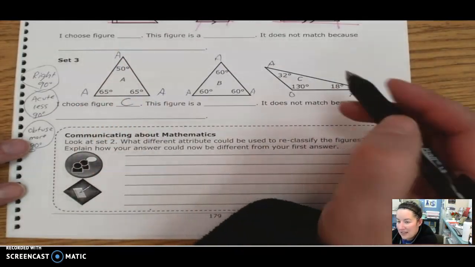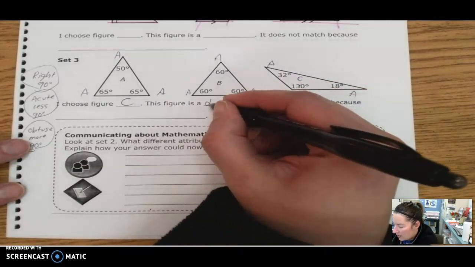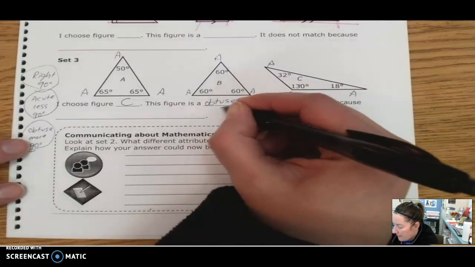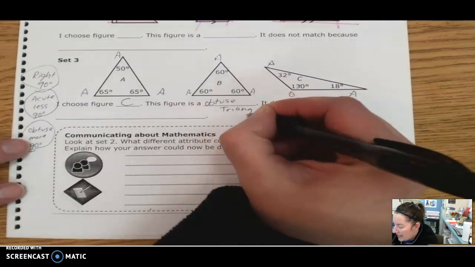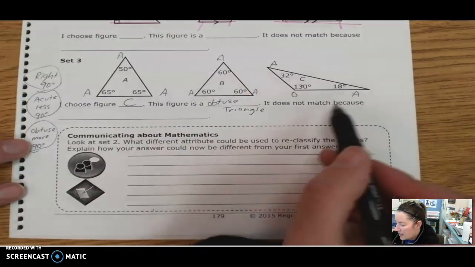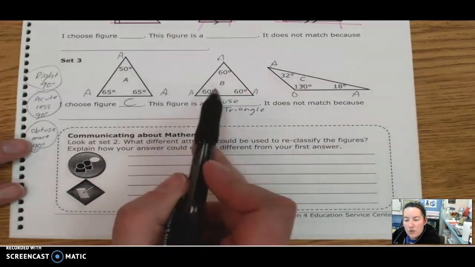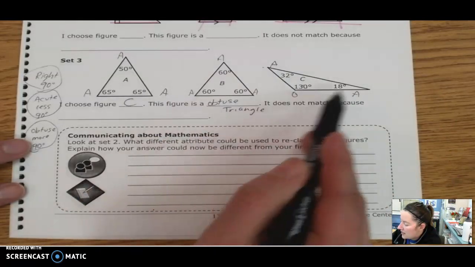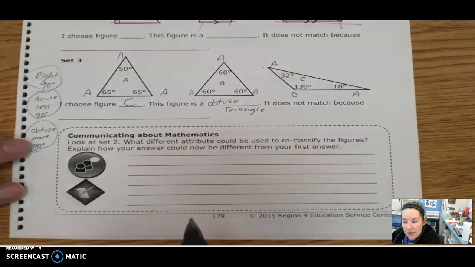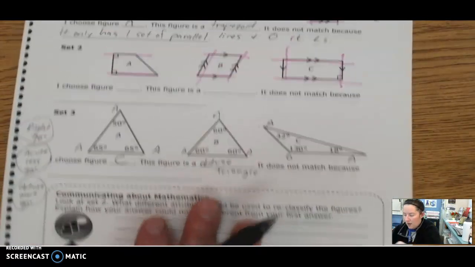Figure C is an obtuse triangle, right? And it is out. It does not match the others because the others are acute triangles, and this one is an obtuse triangle. All right? What I want to do is show you a couple of questions, and I'm going to give you the answers, okay?